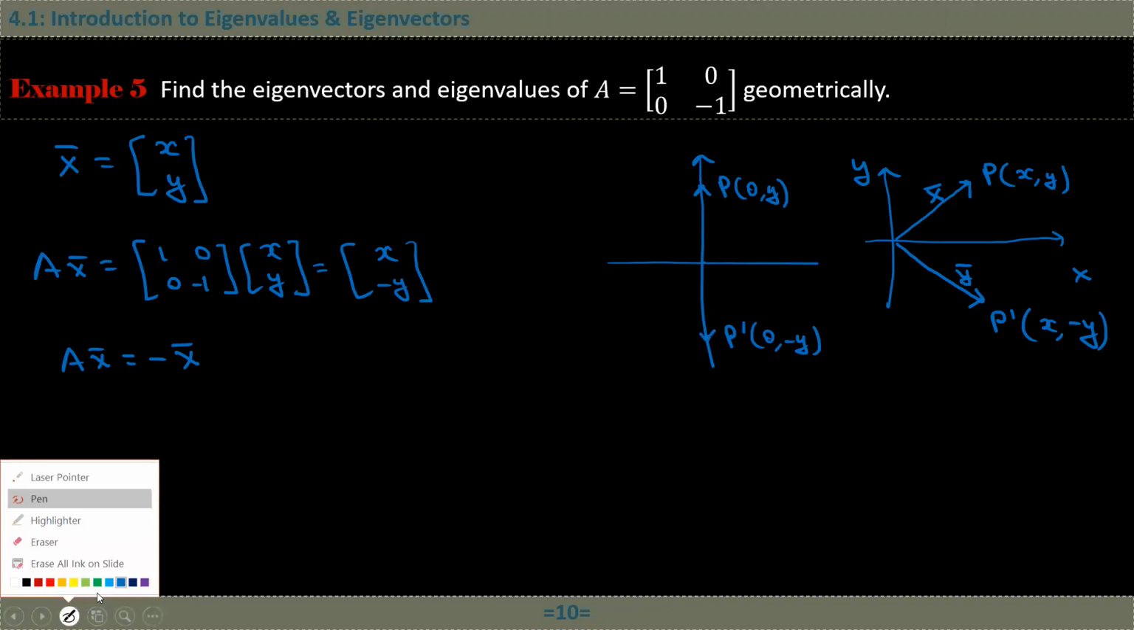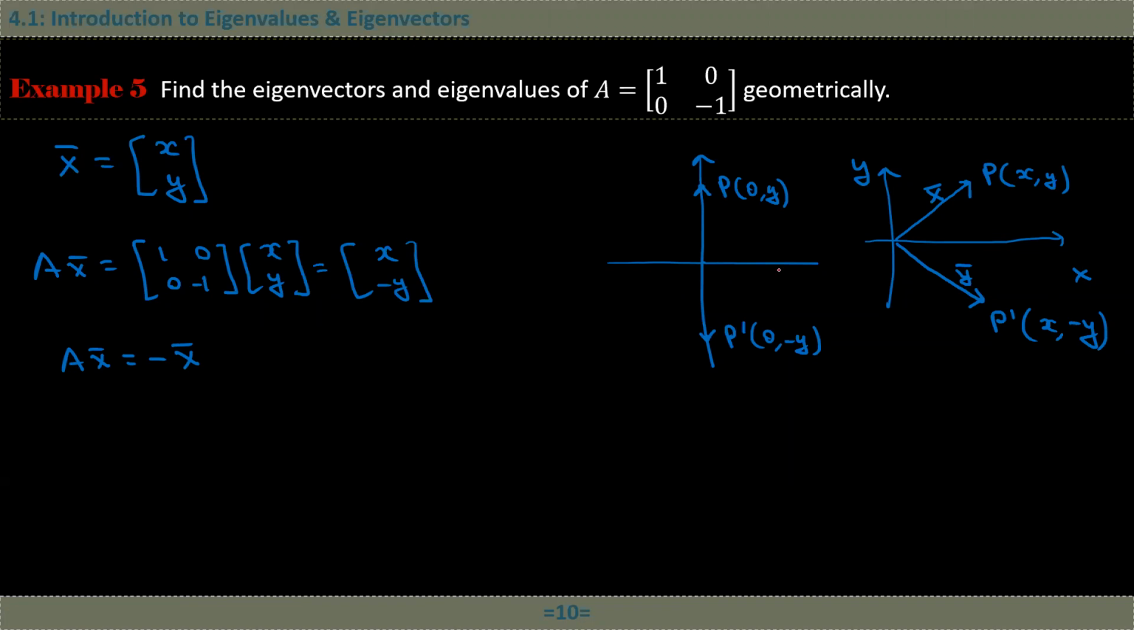And how about the other case? The other case is if the vector is lying on the x-axis, let's say it is Q, whatever it is, that point. So that is (x, 0). Now, what is the reflection of this point about the x-axis? It's just itself, right? So in the second case, Ax will be just x itself. So that finds the eigenvectors and eigenvalues of this geometrically.